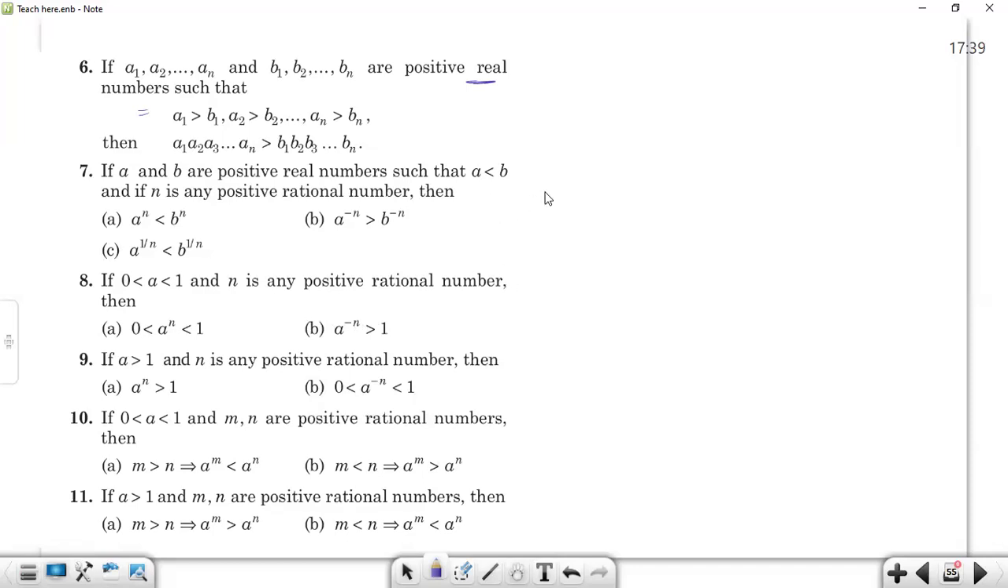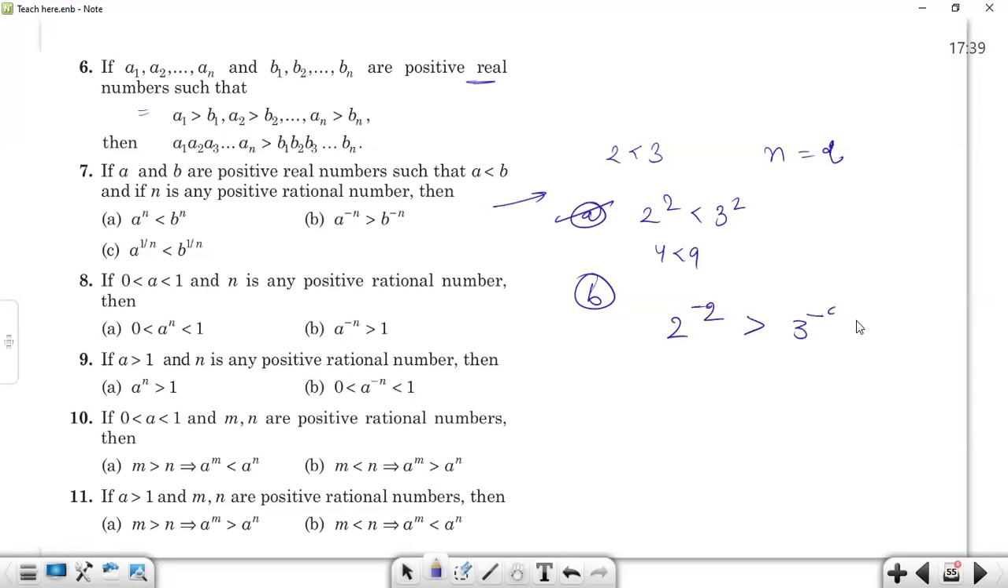We can take one example. 2 is less than 3, and let's take N as 2. So 2 raised to power 2 will be less than 3 raised to power 2. So 4 is less than 9. Discussing B, 2 raised to power minus 2 should be greater than 3 raised to power minus 2. That's 1 by 4 greater than 1 by 9. Yes, it is also true.